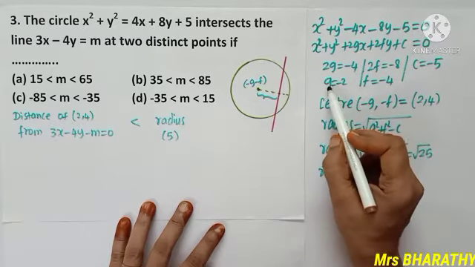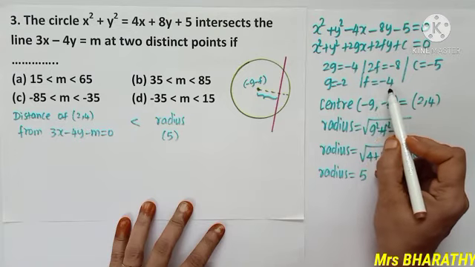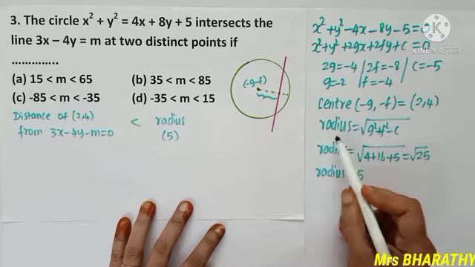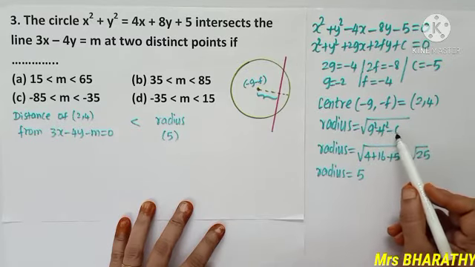So we have identified g is minus 2, f is minus 4. Center (-g, -f) is (2, 4). Radius is root of g square plus f square minus c.